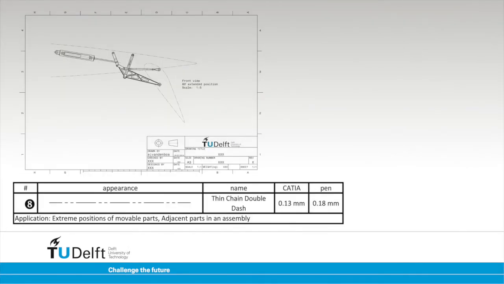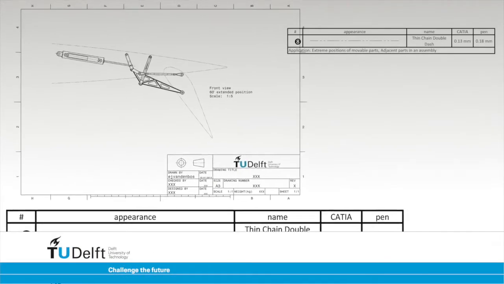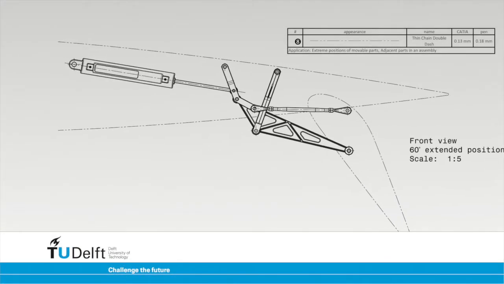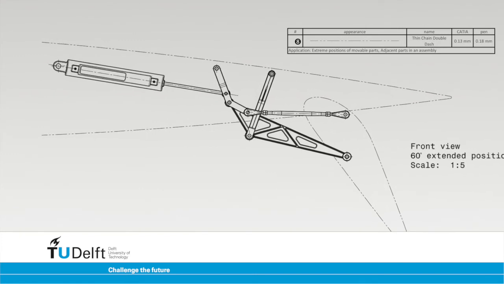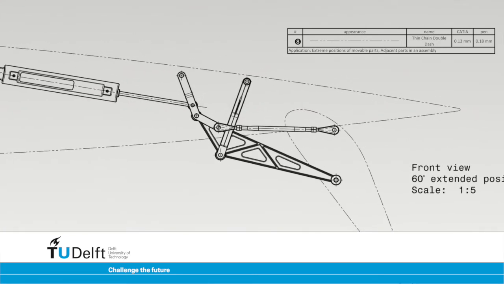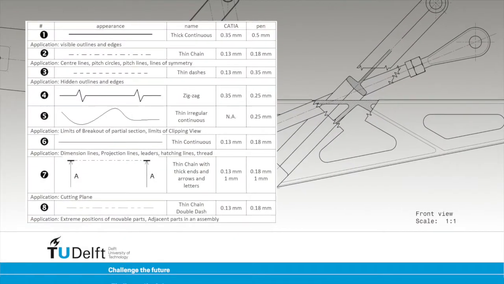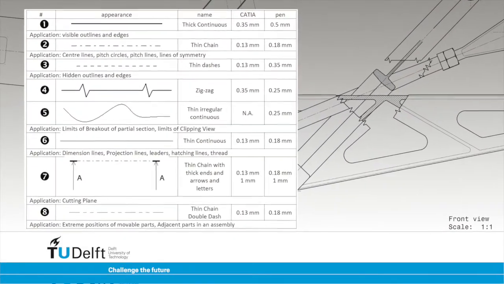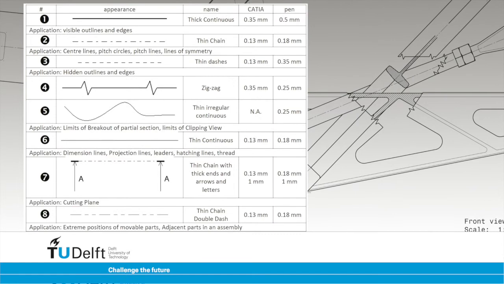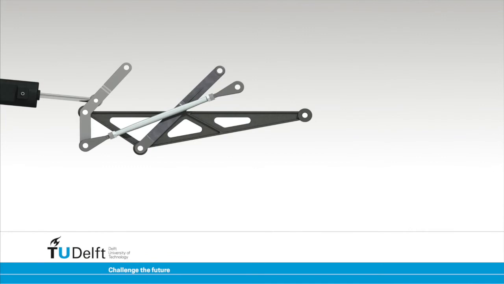In assembly drawings, it might be the case that the engineer wants to show the fact that an adjacent part is present in the assembly. If that part itself is not very relevant for communication purposes, it can be drawn with the thin chain double dash line type. Every engineering drawing is made using the set of line types described earlier. Now, let us analyse the example.